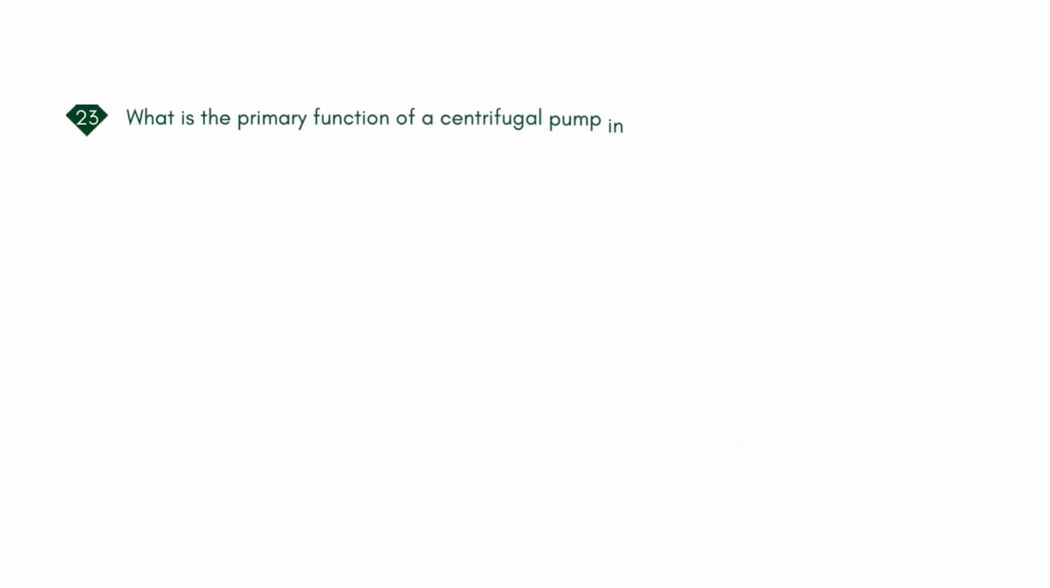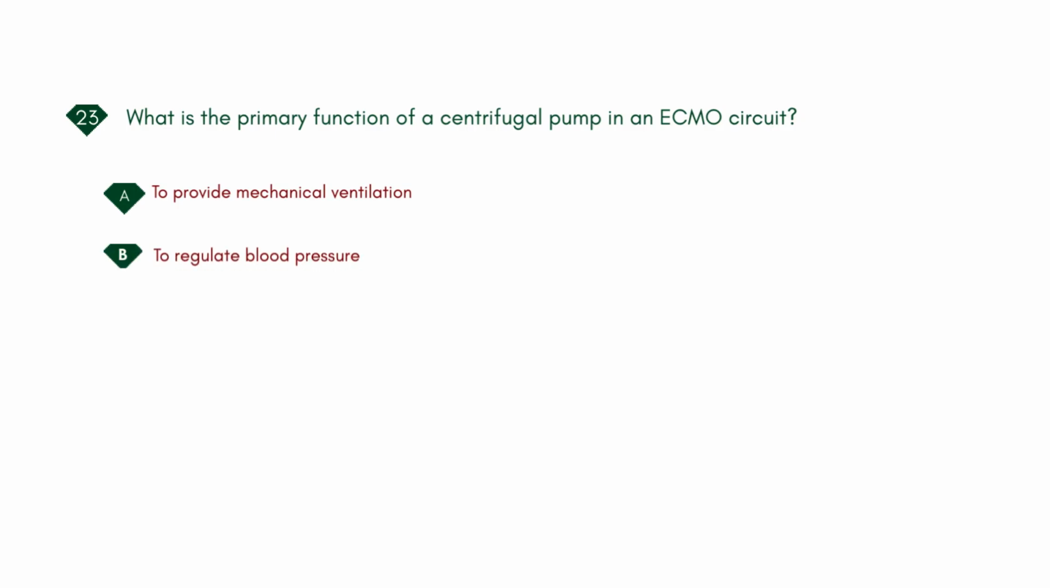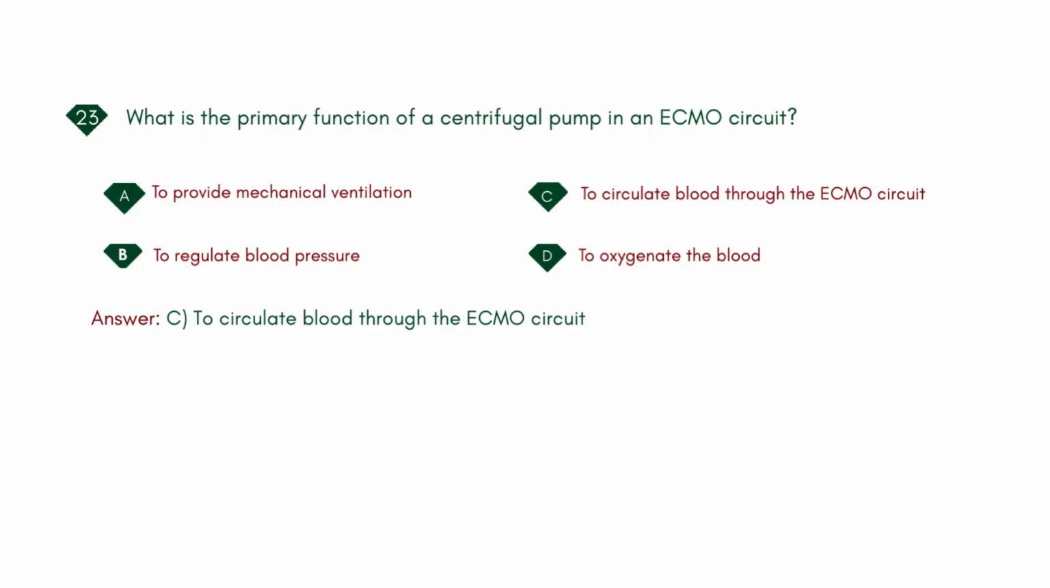What is the primary function of a centrifugal pump in an ECMO circuit? A. To provide mechanical ventilation. B. To regulate blood pressure. C. To circulate blood through the ECMO circuit. D. To oxygenate the blood. Answer: C. To circulate blood through the ECMO circuit.